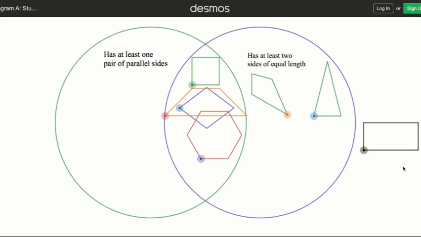The next one we have is a rectangle. We have parallel sides on the top and the bottom. That's one pair. And then the left and right, that's also another pair. And then 2 sides of equal length, we've got 2 sets of 2 sides of equal length. So that's going to go in the overlap.